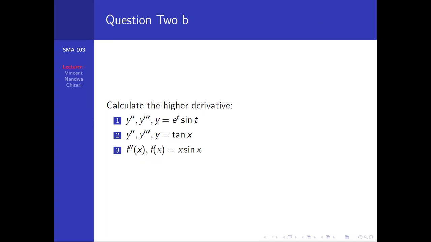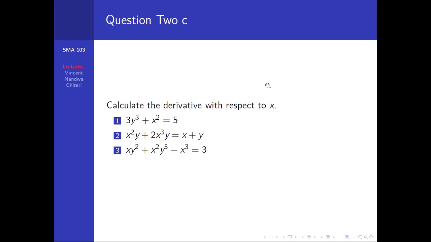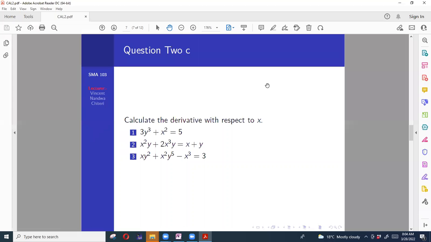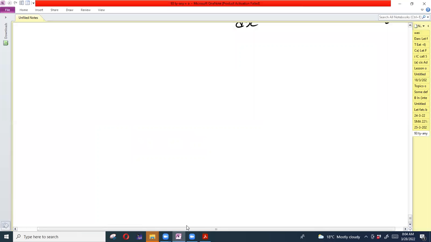So the problem at hand is to find the higher derivatives of the functions e raised power t sine t, tan of x, and then x sine of x. So let's see how we solve this. Question 2.